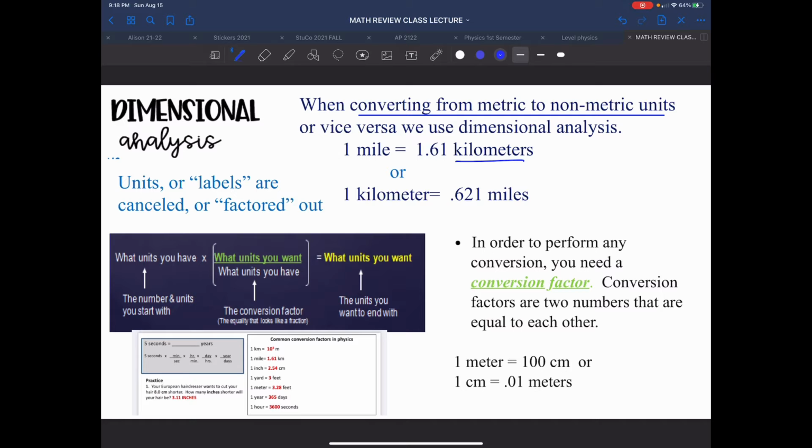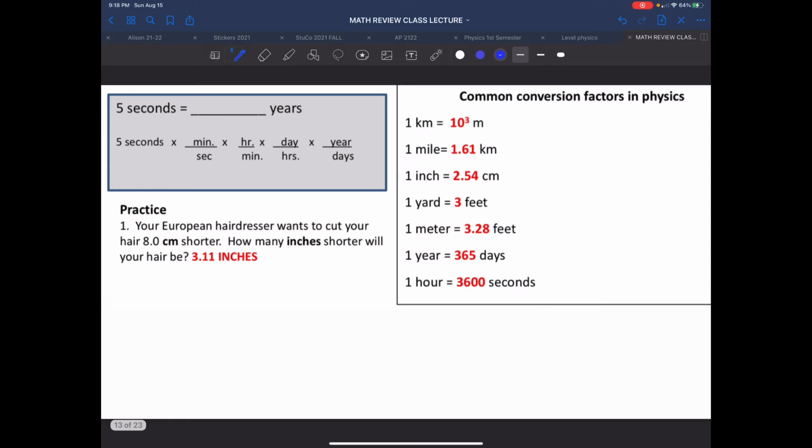Units are canceled out. So if we look at this practice problem you have, and don't worry, we'll go to this in just a second: 5 seconds is how many years? Remember from chemistry, what's on the top needs to go on the bottom because we want to cancel it out. And then everything here needs to be a conversion factor, meaning they equal each other. 1 minute, 60 seconds. 1 hour, 60 minutes. 1 day, 24 hours. Okay, so we start filling them in.